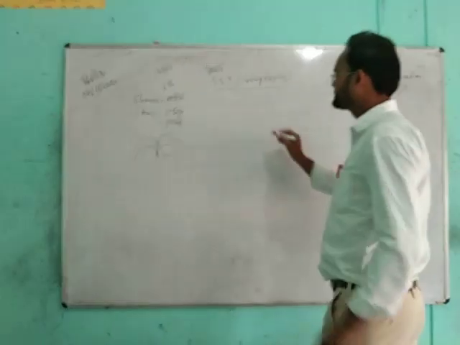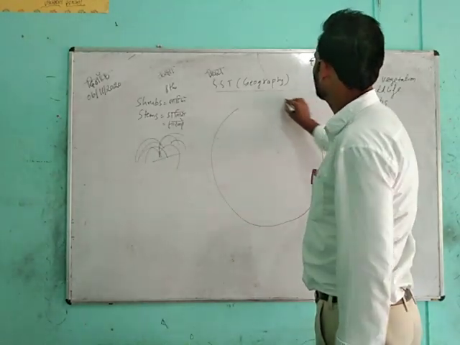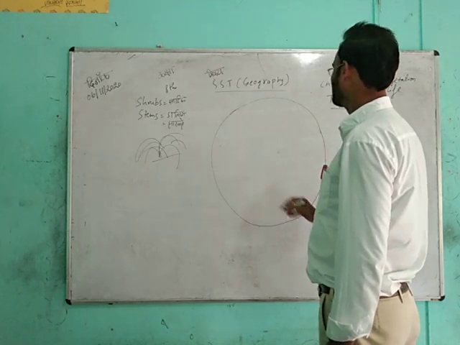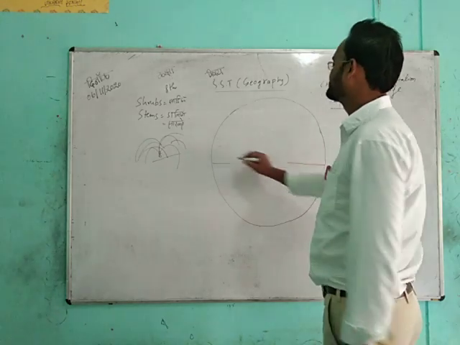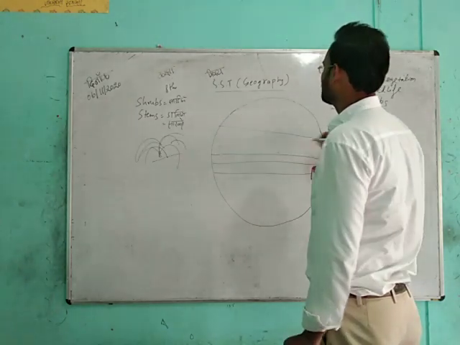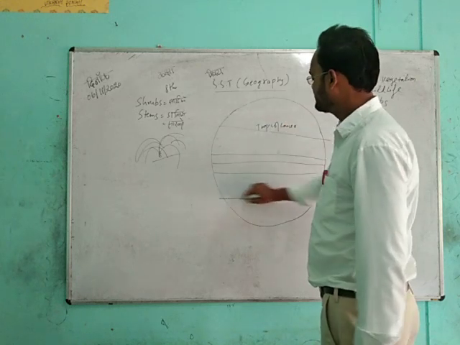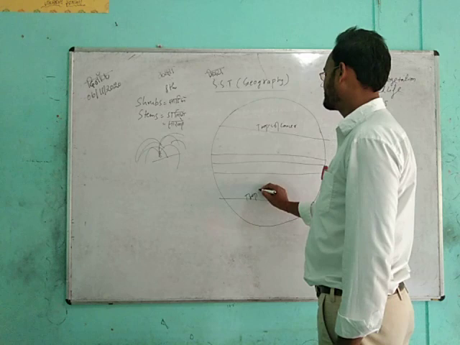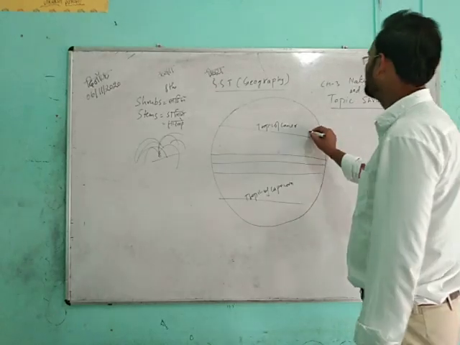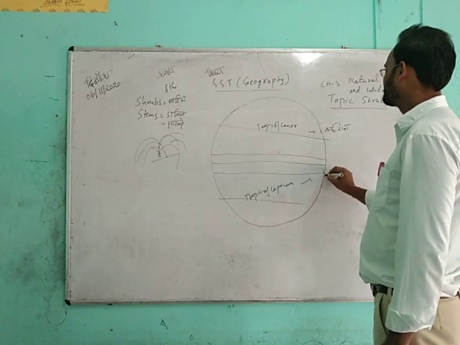So to understand tropical and subtropical, we have to make our globe, and in that you can understand what is tropical and subtropical. This is the equator, so this area is equatorial. This is the Tropic of Cancer, and on the lower side there is the Tropic of Capricorn. The Hindi meaning of Tropic of Cancer is Kark Rekha, and Tropic of Capricorn is Makar Rekha.